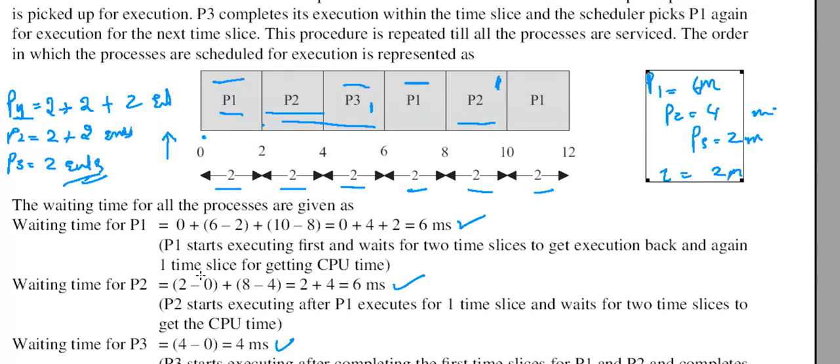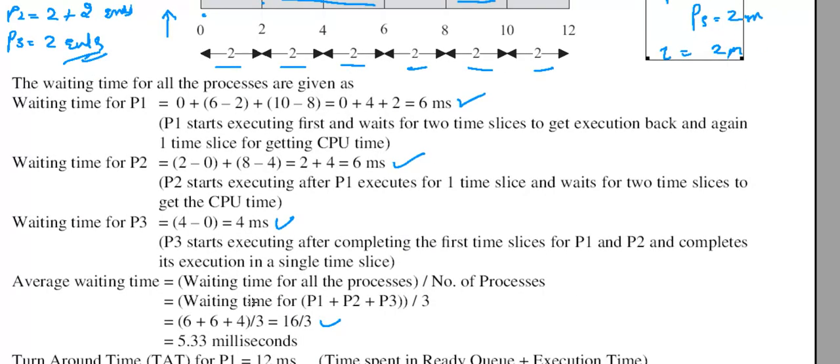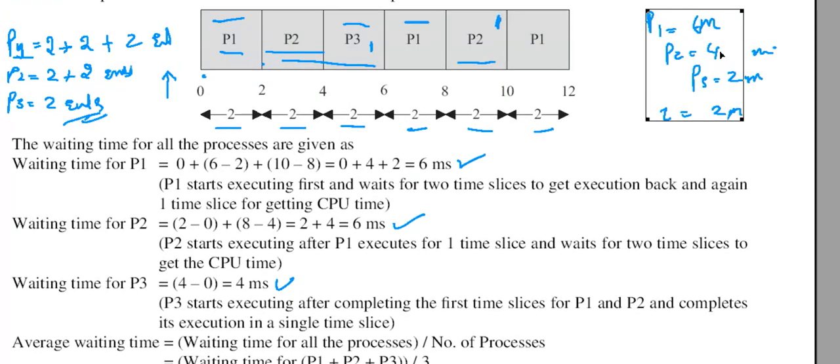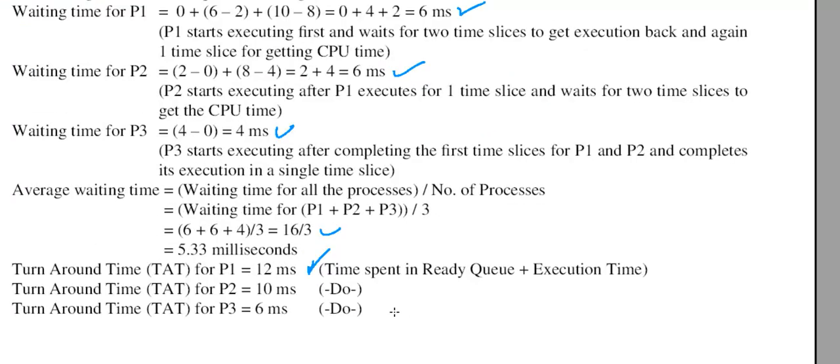Next, turnaround time. Turnaround time for P1 is waiting time plus execution time. How much did it wait? 6. P1 running, waiting, here waiting, P1 running, P2 waiting, here run and completes. So it waited 6 milliseconds, that is 3 slots, 6 milliseconds, plus execution time is 6. So 6 plus 6 is 12 milliseconds, the turnaround time. Similarly, turnaround time for P2: waiting time is 6 plus execution time is 4. 6 plus 4 is 10 milliseconds.